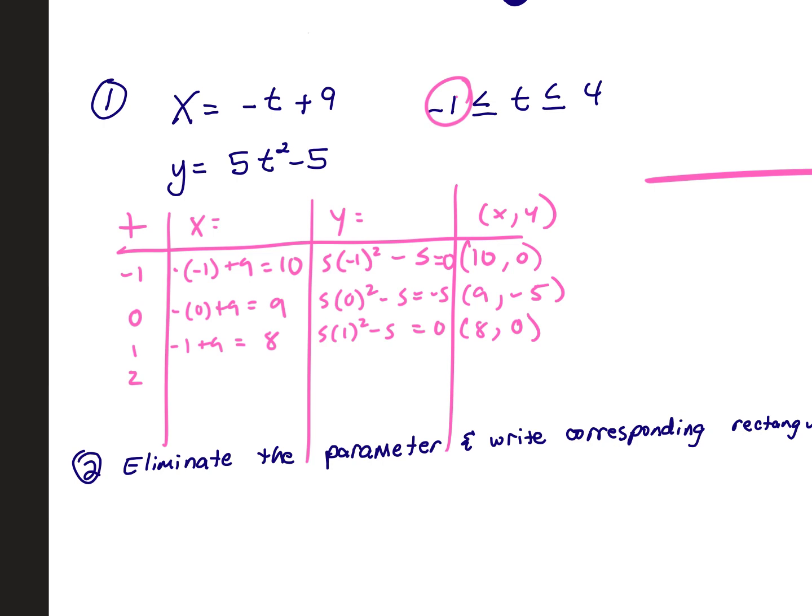Then we plug in 2. So -2 plus 9 is 7. 5 times 2 squared minus 5 would be 20 minus 5, so 15. Then we plug in 3 and 4, so -3 plus 9 is 6. I'm going to plug in 4 at the same time, so -4 plus 9 is 5.